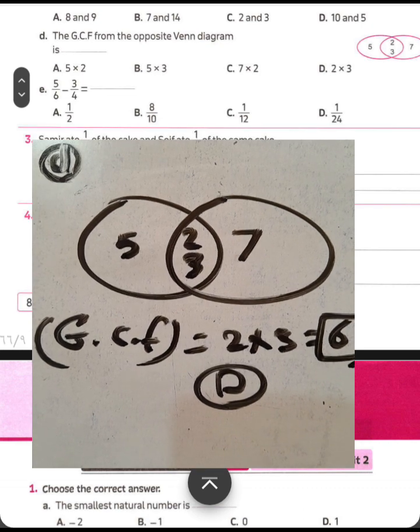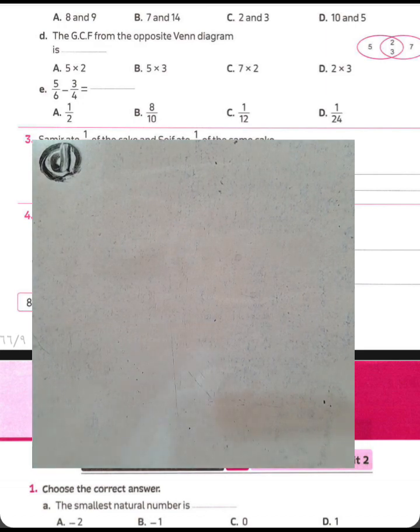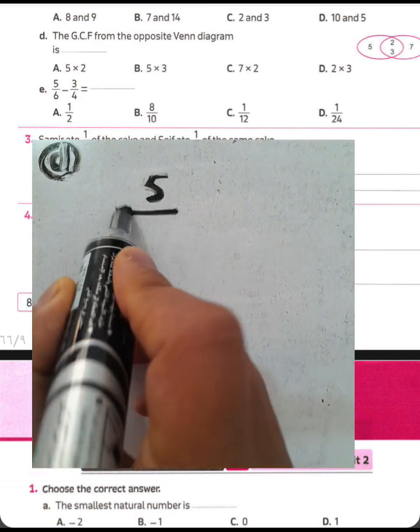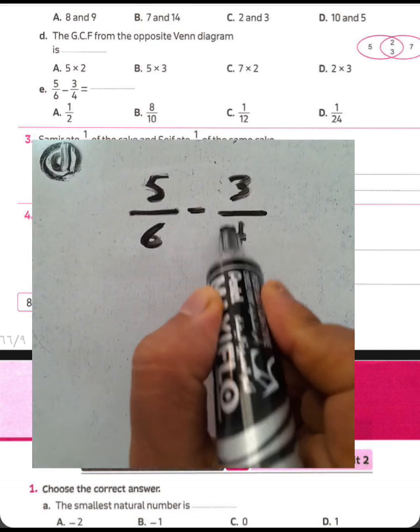Letter E, 5 over 6 subtract 3 over 4. 5 over 6 subtract 3 over 4.